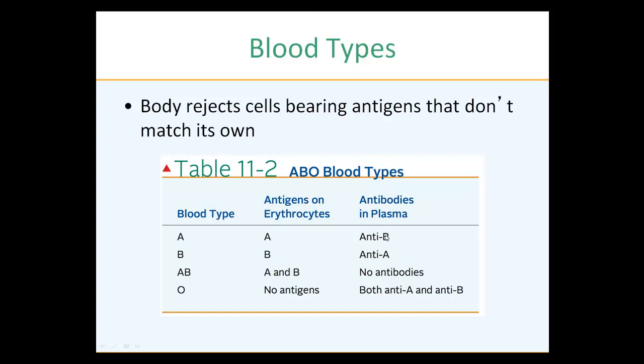Remember, you will have the antibody against the proteins that your system doesn't have. So if you have A, you will have anti-B. If you have B, you will have anti-A. If you have A and B, you can't have any of them because that's your own protein, and you can't build an immune system against your own proteins.